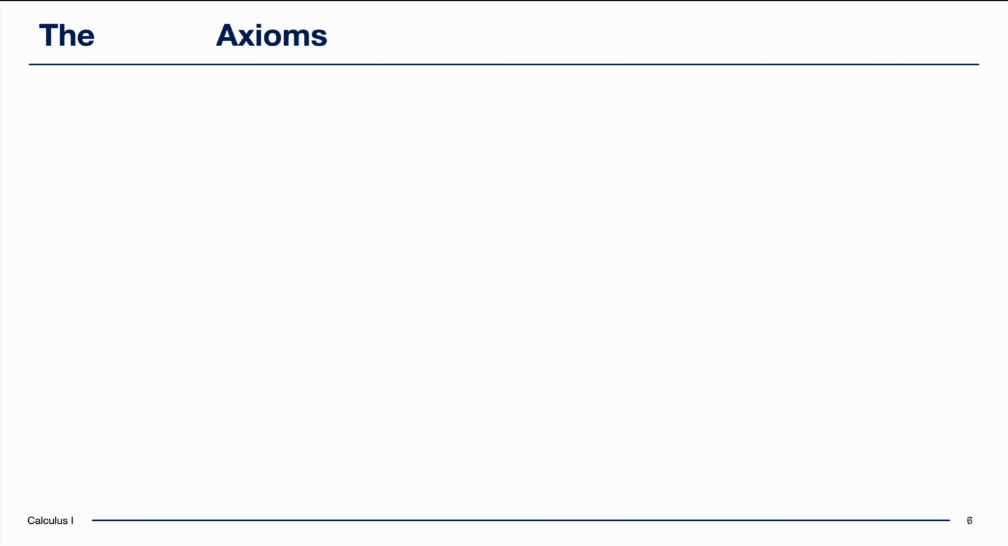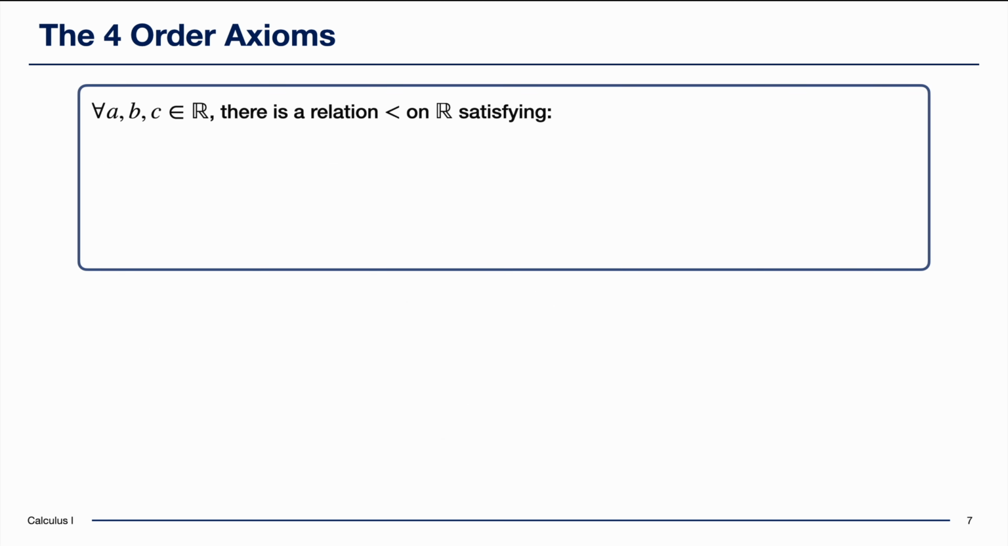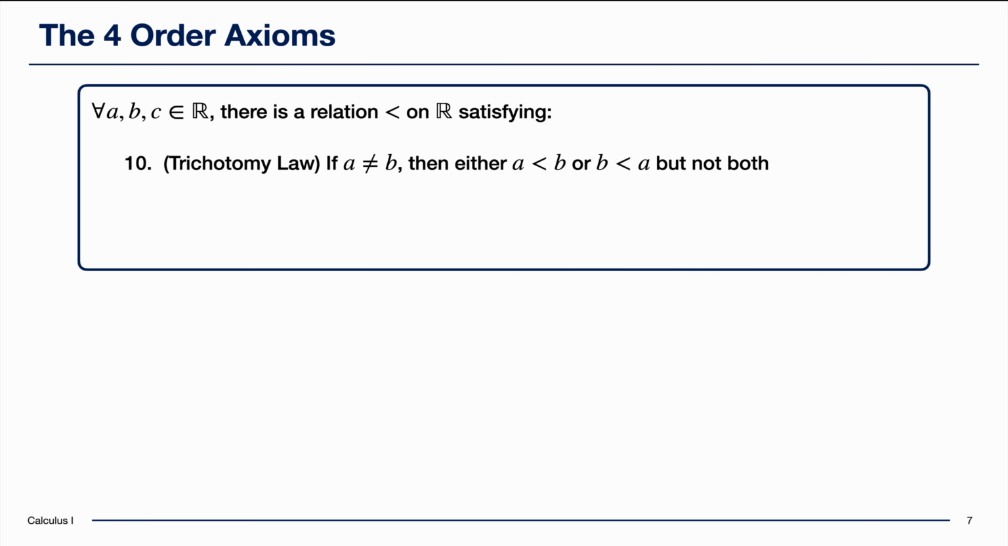Let's now move on to the order axioms. For all a, b, and c in the real numbers, there is a relation less than on the real numbers satisfying the following. First, we have the trichotomy law, which states that if a is not equal to b, then either a is less than b or b is less than a, but not both.